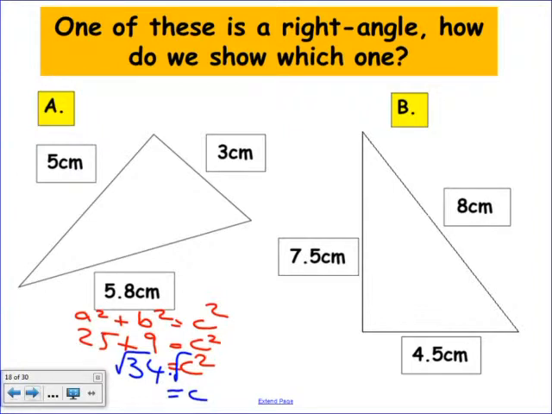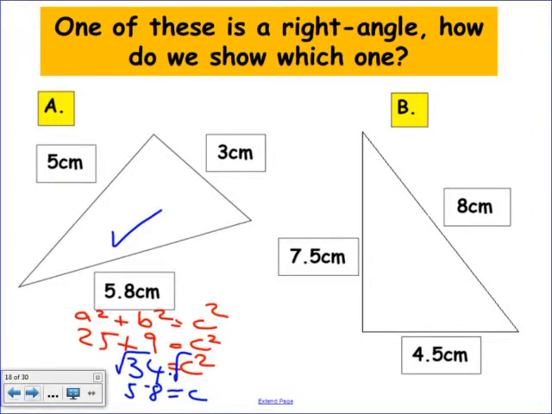6 point something. Is it? Shouldn't be bigger than 6 because 6 squared is 36. 5.8. So that's a right angled triangle. And we've proved it's a right angled triangle because when we've applied Pythagoras, the hypotenuse is 5.8. And yes, it is. So that is a right angled triangle.